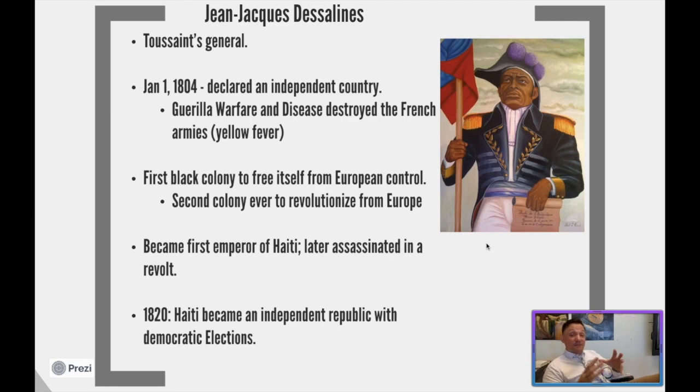Now, it becomes the very first Black colony to ever free itself from European control and the second colony ever to revolutionize from Europe. It went the United States of America, and then bang, Haiti was the next up, right? And he became the very first emperor of Haiti. Now, Jean-Jacques Dessalines was later assassinated, actually. He was stabbed to death in an assassination attempt later on in a revolt. And in 1820, Haiti became an independent republic with democratic elections, right?